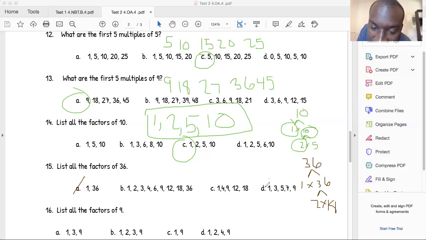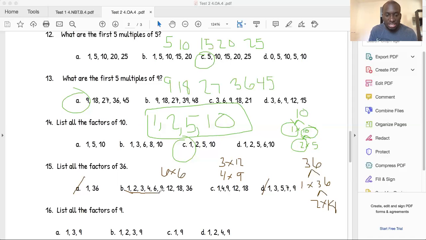I know that 7 is nothing, nothing times 7 equals 36. I know 3 times 12 equals 36. I know 4 times 9 equals 36. So right now I got 1, 2, 3, 4. 6 times 6 equals 36.